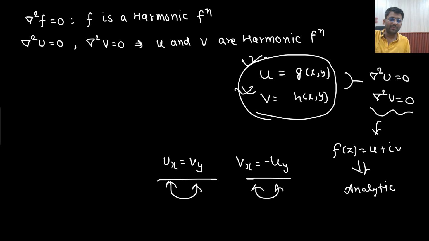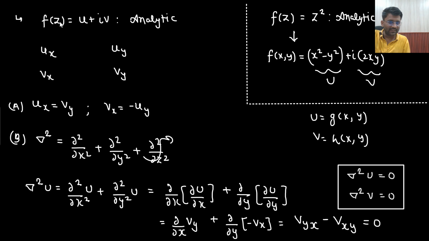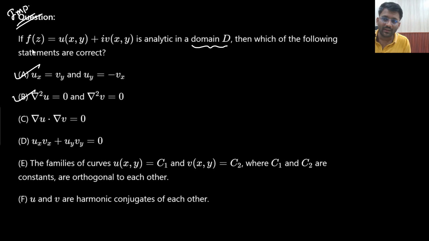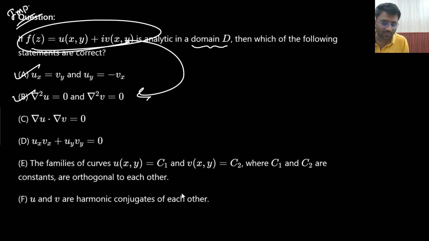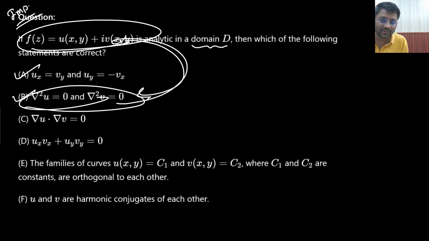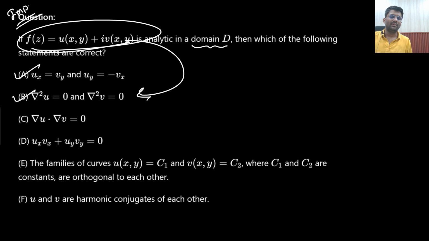So what does that mean? That means if f of z is analytic, then this is true. But if this is true, then f of z will be analytic? That is not sure. Again, let me repeat the statement: if f of z is analytic, then this is true. But if this is true, that doesn't mean that f of z will be analytic. Are you able to understand this point or not?